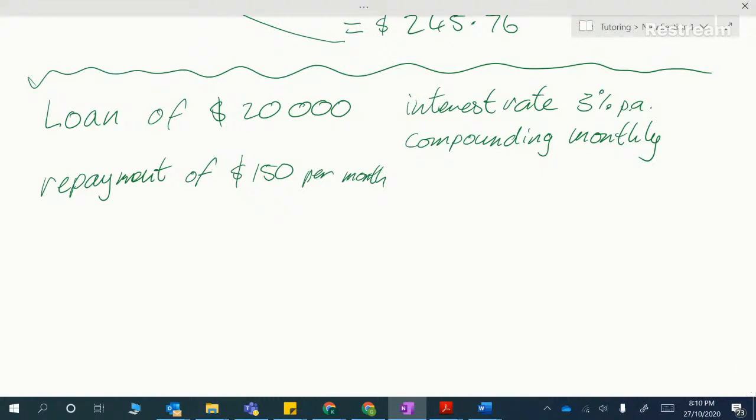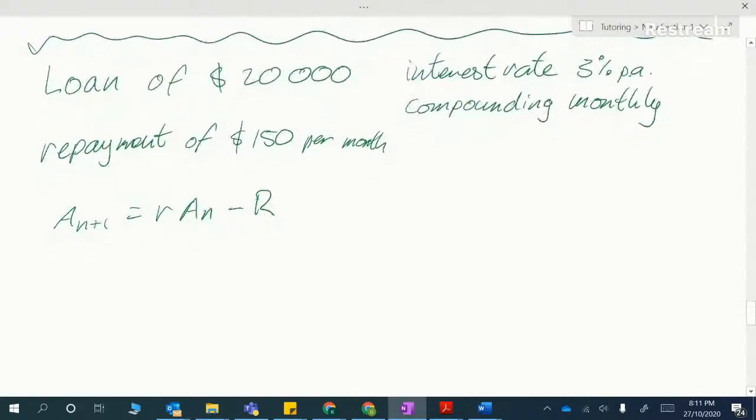Okay, so we think of our recurrence relation, and I think the formula on the formula sheet looks something like this. I think it looks like that. That's a capital R. From memory. Now, the lowercase r is the common ratio, and it's to do with our interest rate, and capital R is our repayment. Okay, so let's work that out.